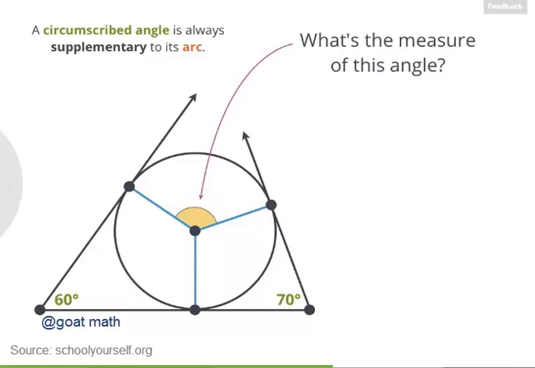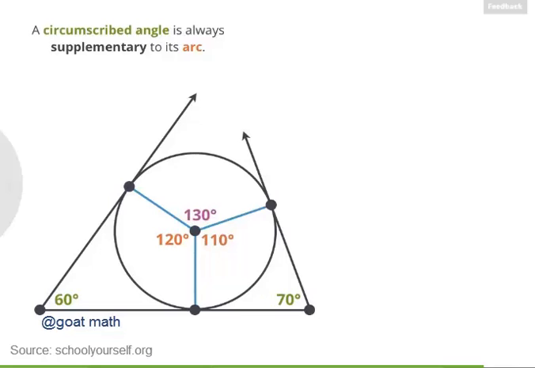There are a few different ways to solve this problem, but if you get stuck, click over here and we'll work through one of the ways. Excellent work! One way to solve this is to see that this central angle is supplementary to this circumscribed angle, so it's 120 degrees, and this angle is supplementary to the 70-degree angle, so it's 110 degrees. Since these three angles in the middle add up to 360, that means this angle measures 130 degrees.